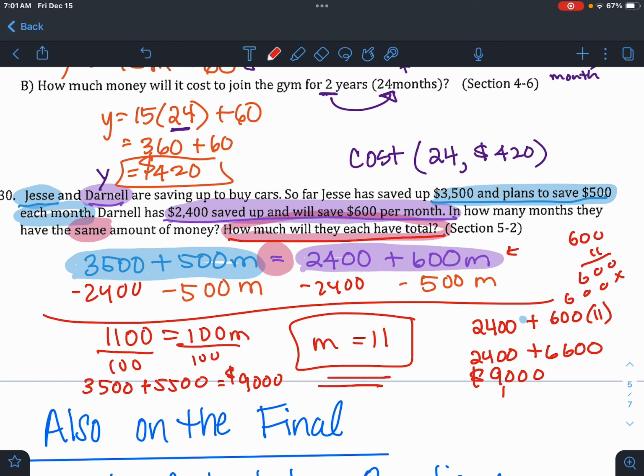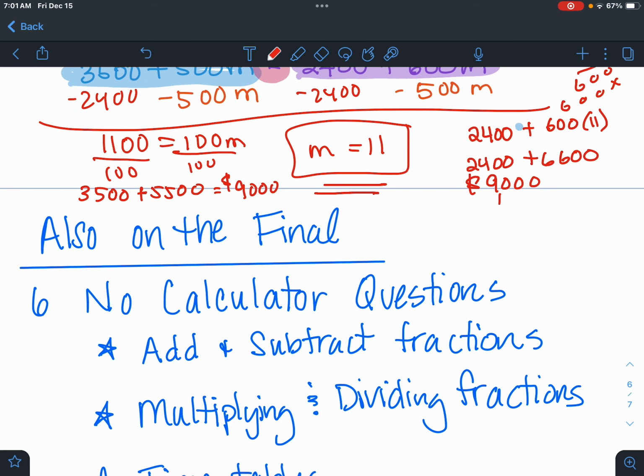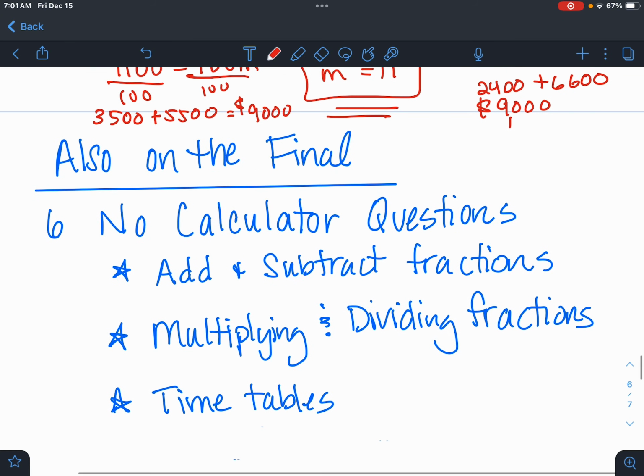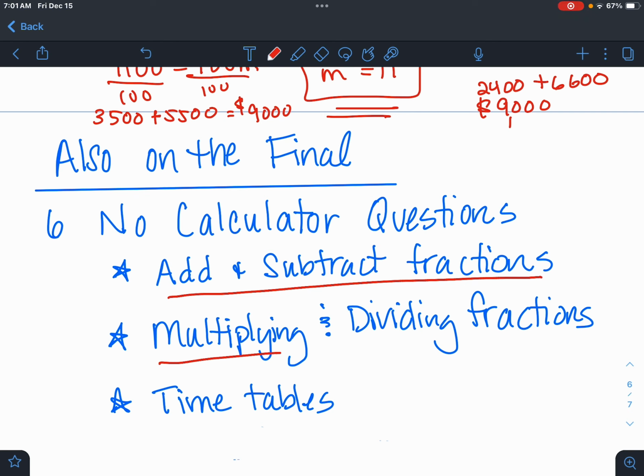Okay. Also on the final, you'll have 6 no calculator questions. You'll start with those first. On those, you'll have adding and subtracting fractions that do not have common denominators, so you have to take care of that business. And you have to know how to multiply fractions, which is multiplying straight across. And you need to know how to keep, change, flip for dividing fractions. And you also have a couple of time tables on there, all right?